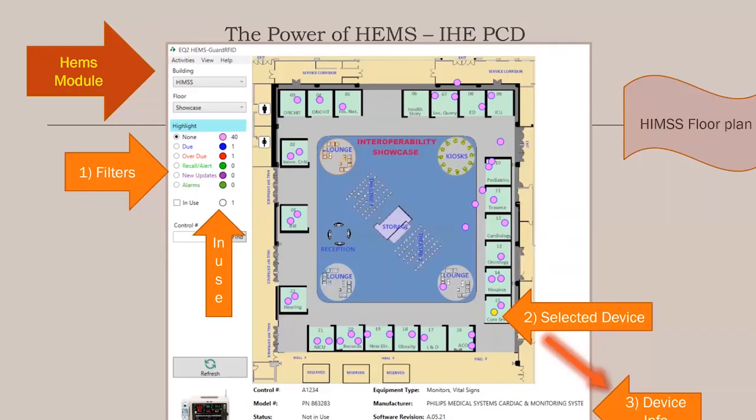So our application is a combination of having the floor plans. So you would need your floor plans put into the system. The purple dots are pieces of equipment. In the upper left is where you're filtering between your different buildings and floors. And number one lets you get into additional filtering. And then as you select the device highlighted in yellow, it'll give you your device information.